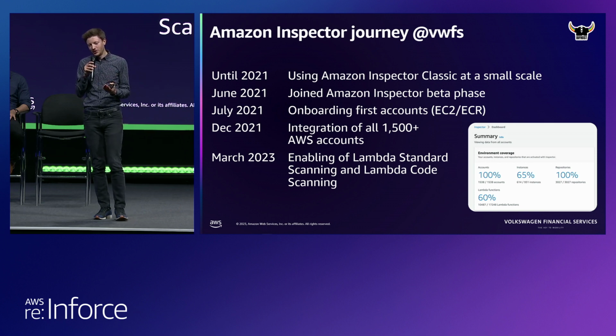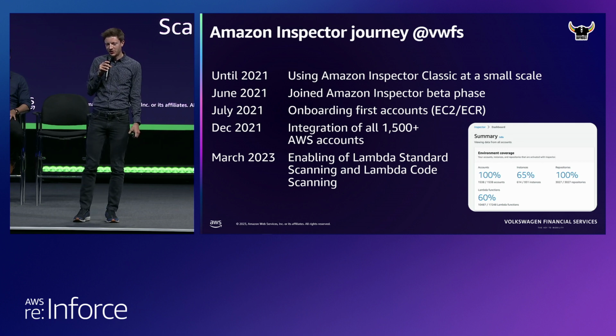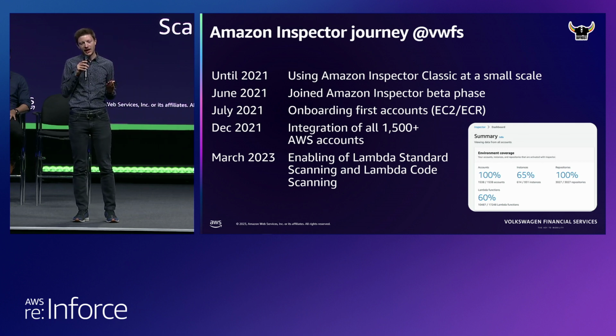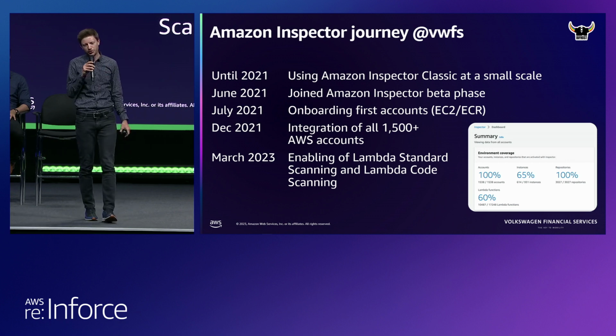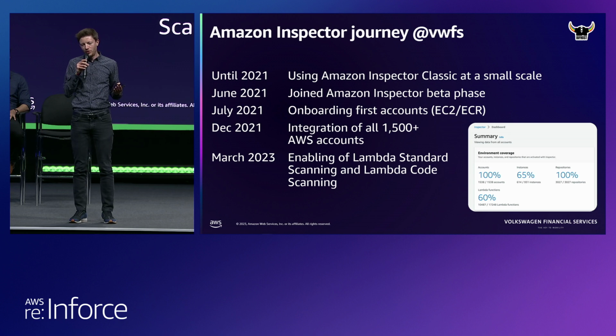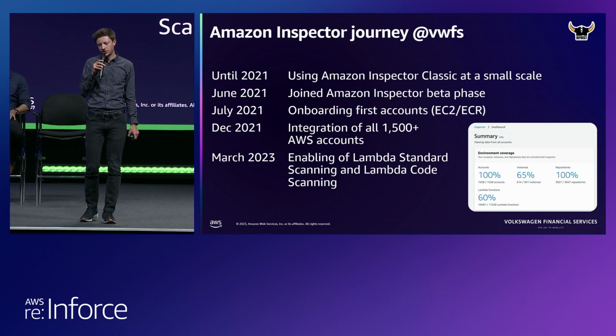So soon after re:Invent, when Inspector was launched and it was GA, we integrated all of our 1,500 accounts. And you can see a snapshot here from the EU Central 1 region, where we have all accounts onboarded. We have like 65% of the instances. Why that is, we talk about that in a second. We have obviously all repositories onboarded and more than 10,000 Lambda functions.